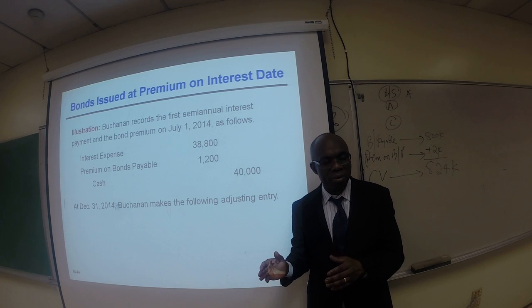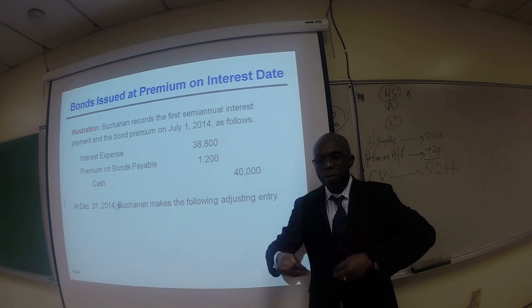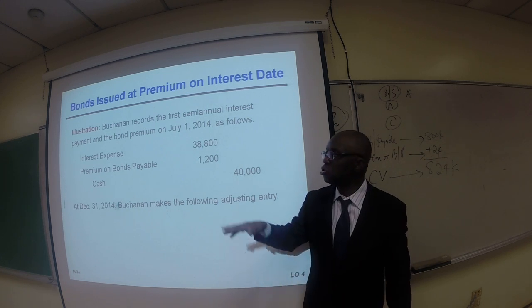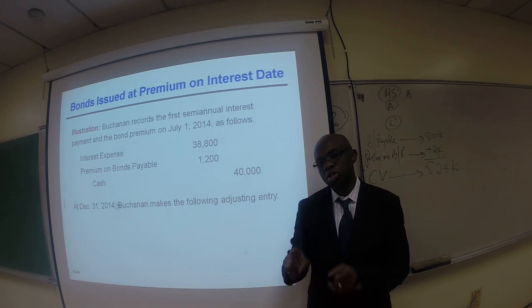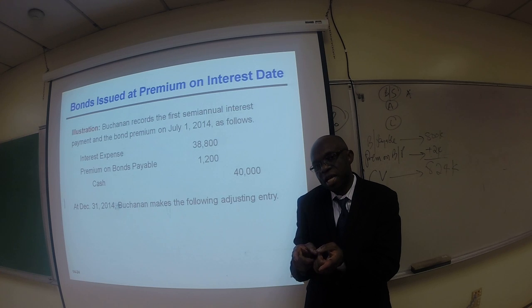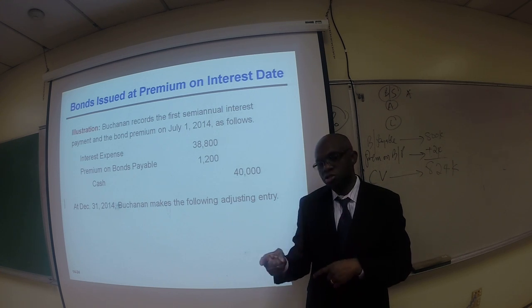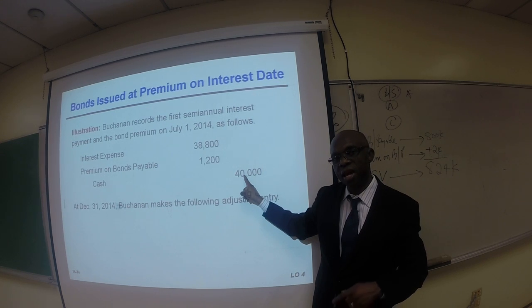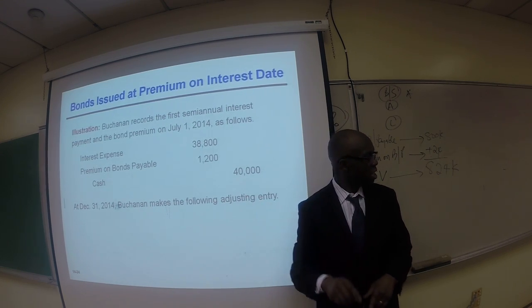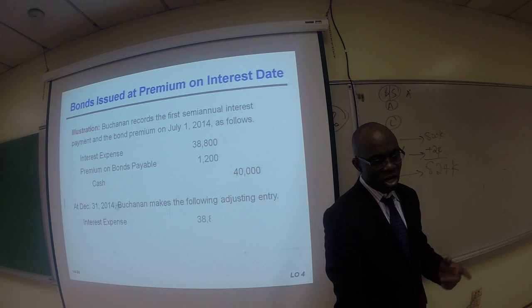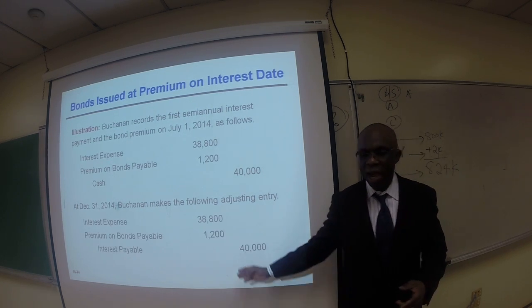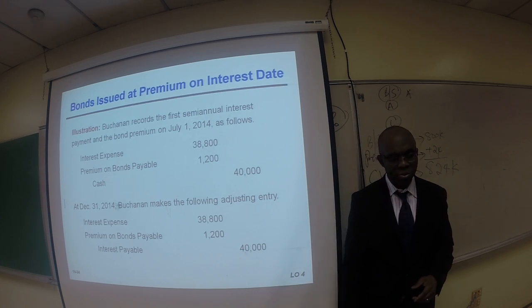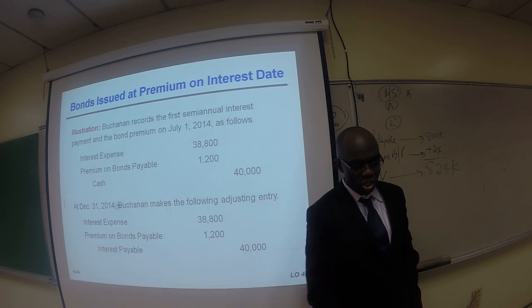So what are we saying here? The amortization of premium on bonds payable reduces our interest expense, just like the amortization of discount increases the interest expense. So in this case, the interest expense is lower than the actual cash payment. For discount, the opposite was the case. Then, of course, at the end of the year, we accrue for interest. Instead of crediting cash, we credit interest payable, because payment is not due until the following day.